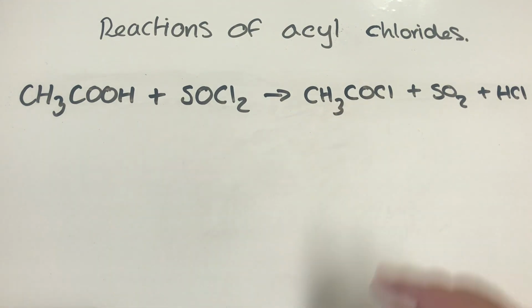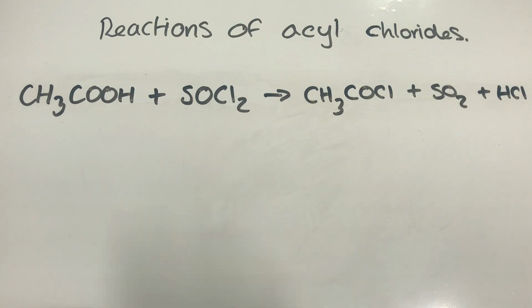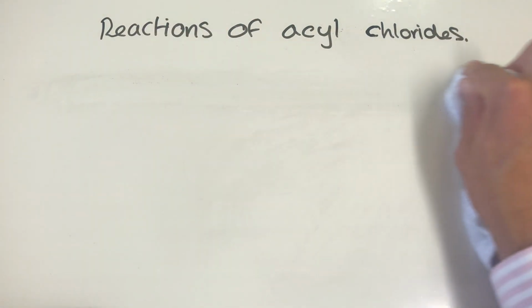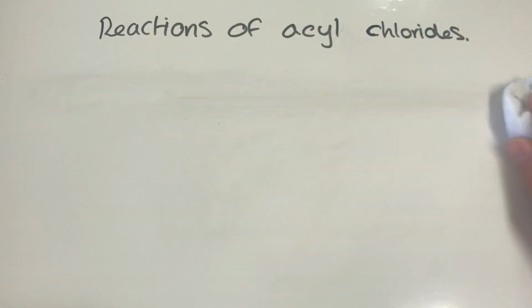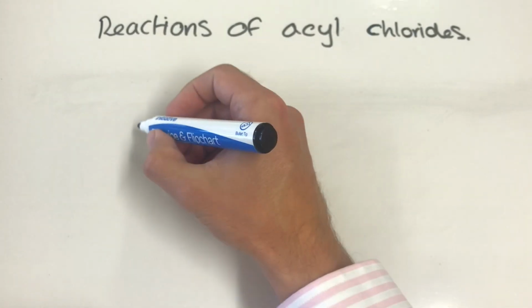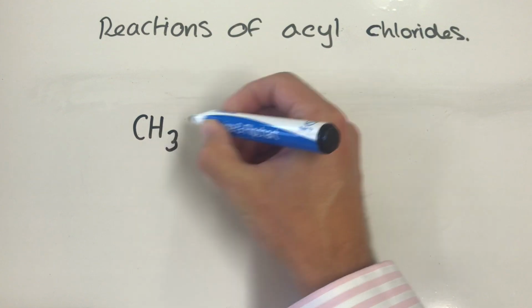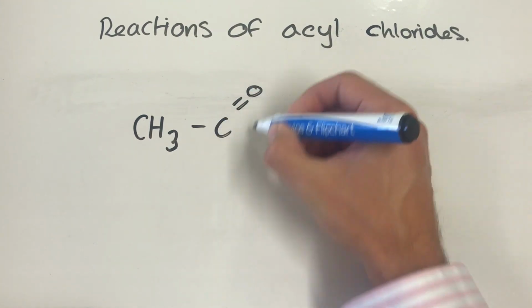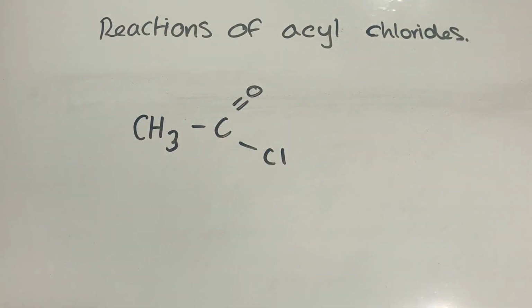Now, there are three different reactions that we need to look at for mechanisms. We need to look at the reaction with ammonia, with alcohols, and with water. The reactions are all pretty much the same. The mechanisms are all the same, but I'll draw all of them so you've got an example of each one. First of all, we'll start off with ethanoyl chloride, and we're going to react it with water here.